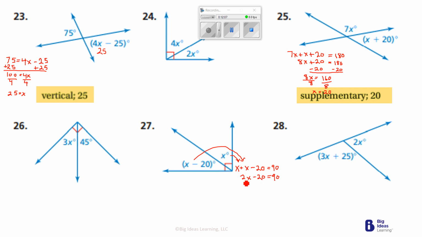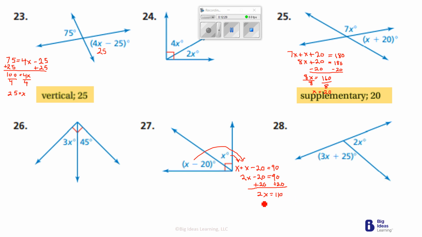And I know to get my x isolated, I have to get rid of this negative 20. So I'll use a positive 20 to get rid of it. Whatever I add to one side, I know I have to add to the other. Now I have 2x is equal to, well, 90 plus 20 is 110.